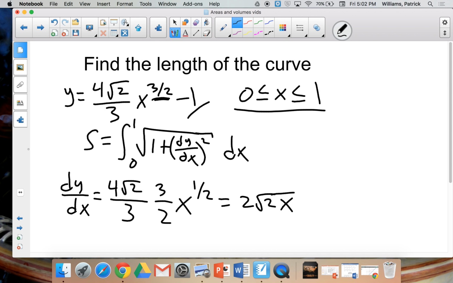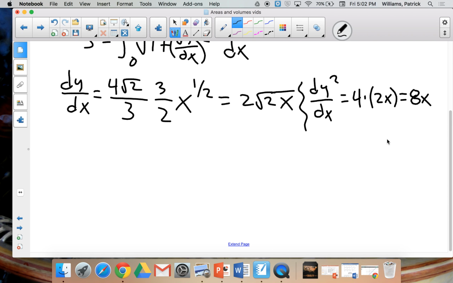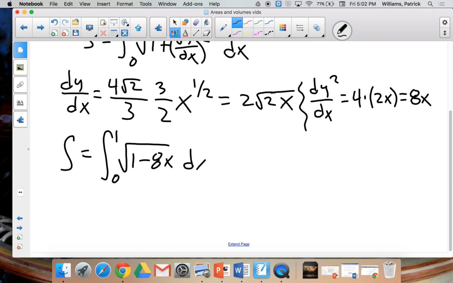All right, so now the next thing is to find (dy/dx) squared. Well, (dy/dx) squared is just squaring this thing, which gives us 4 times 2x, or 8x. That's why I said this one was nice. It's kind of a non-calculator one. It comes out to be nice. So if we plug all this into that integral, we get s is equal to the integral from 0 to 1 of the square root of 1 plus 8x dx.